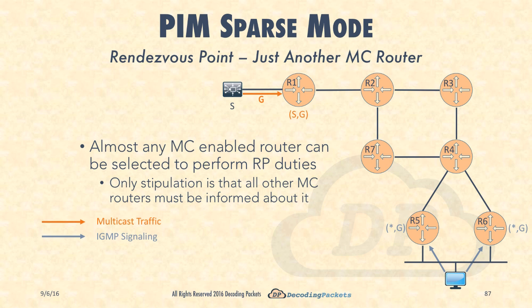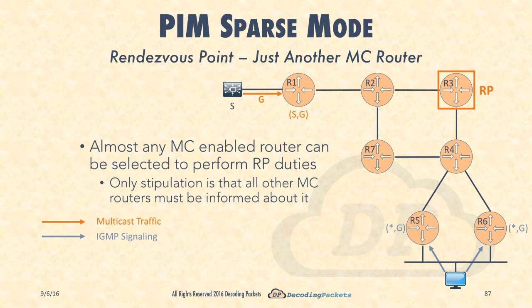Now, the RP is just another multicast router. That's the one thing you have to coagulate in your head, that it's just another multicast router. Now, it performs these special duties, but the only stipulation is that it should be self-aware, that it should know that it is an RP. So in this case, let's choose an RP for our little network here. Oh, there you go. So it's R3. We have just tossed a coin and we have decided that R3 is going to be the RP.